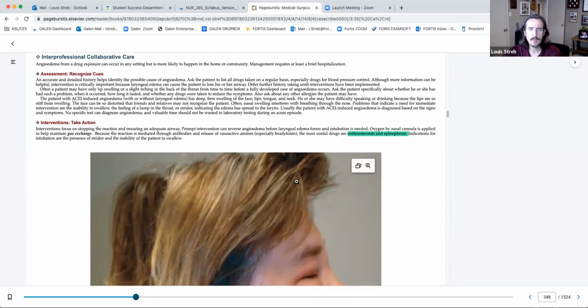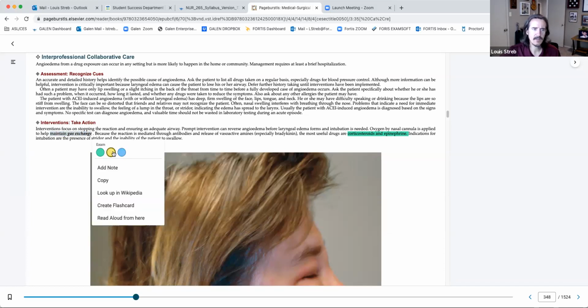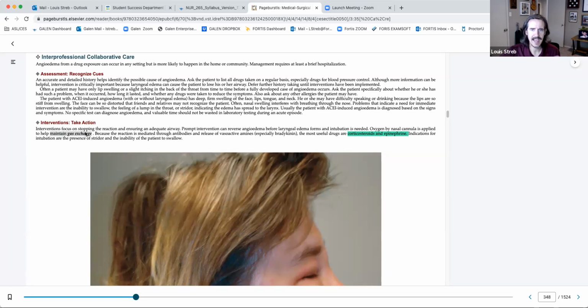All right, so what can we do when people start having angioedema? We're always going to think about laryngeal edema. We're going to think about oxygenation. We're going to put on the nasal cannula. We're going to make sure we maintain gas exchange. I like the way this book uses concepts. Gas exchange is what we're trying to do. How do we ensure that we have gas exchange?